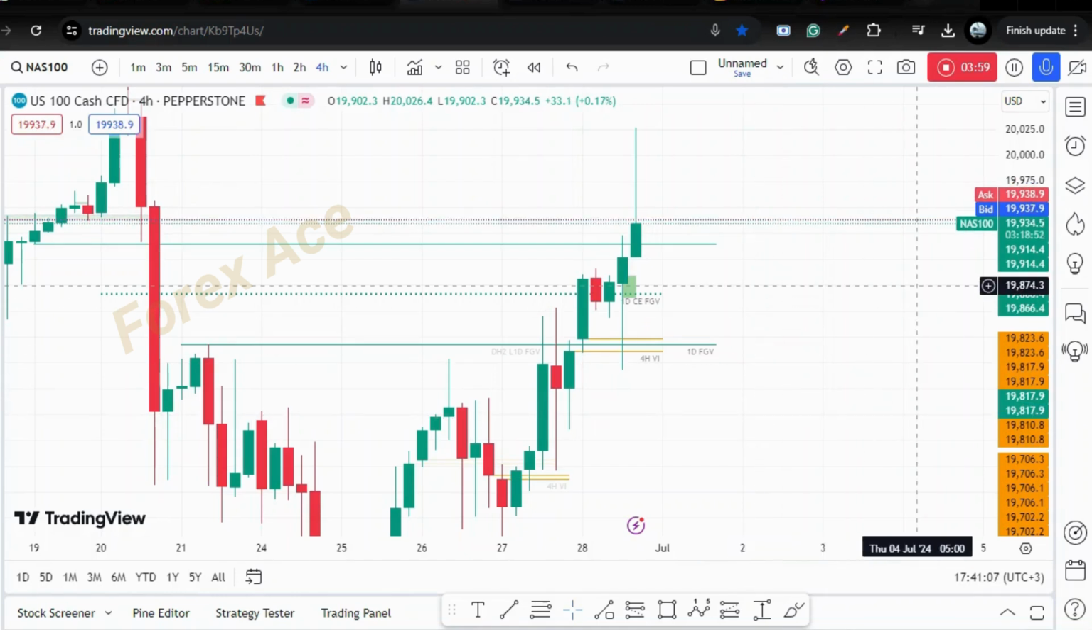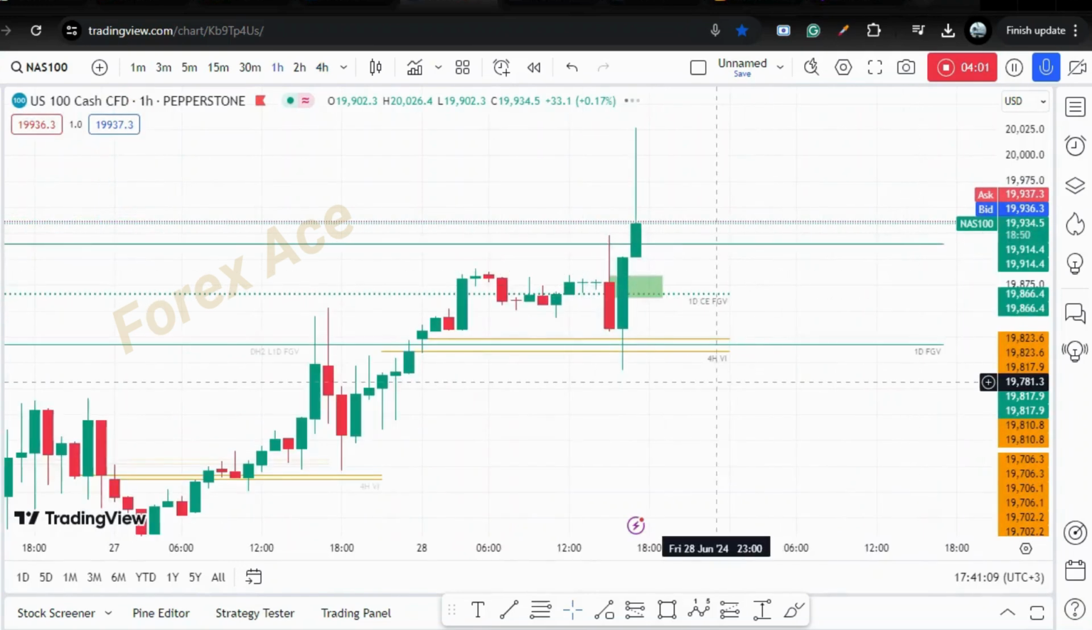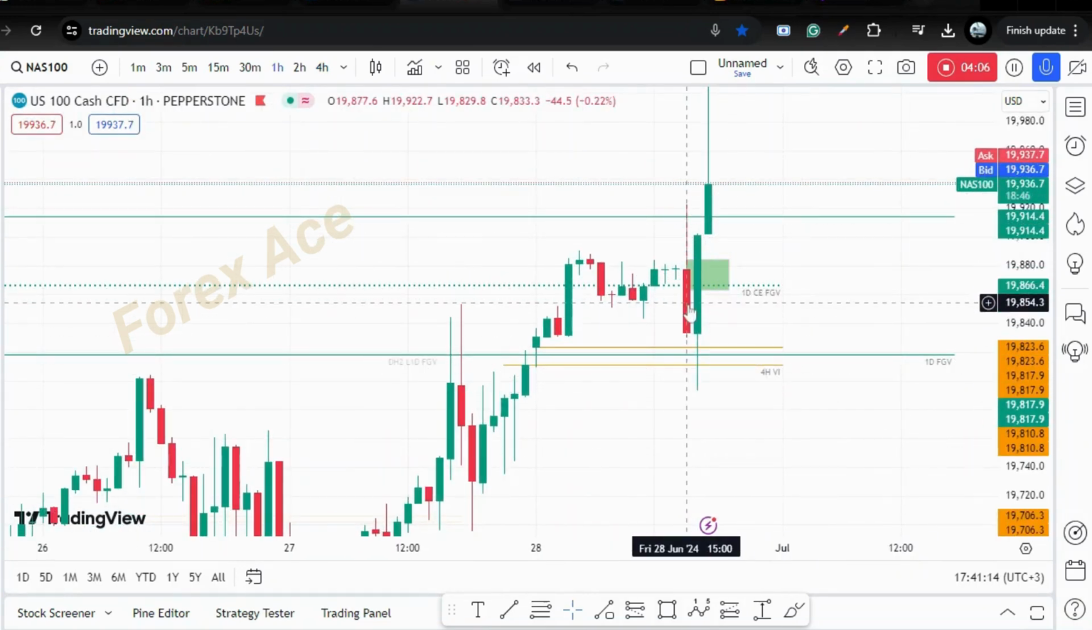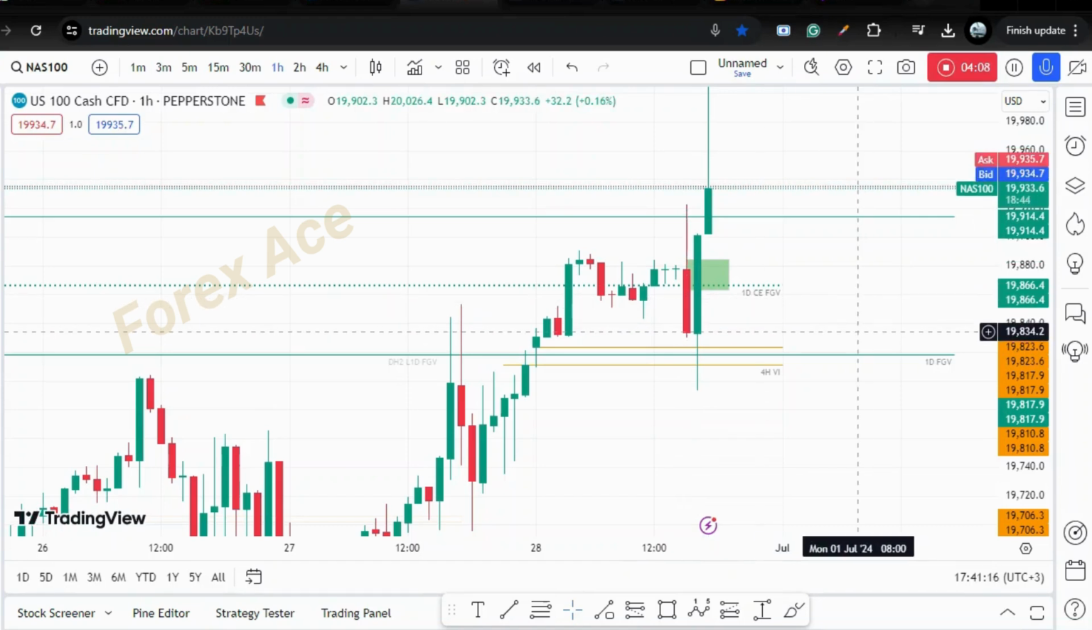So let's go to the 60 minutes time frame. So the buy we caught was this, and the sell we caught was of this red candle. If you know me, I'm a scalper. I'm a pure scalper. So I'll directly go to the 15 minutes time frame.